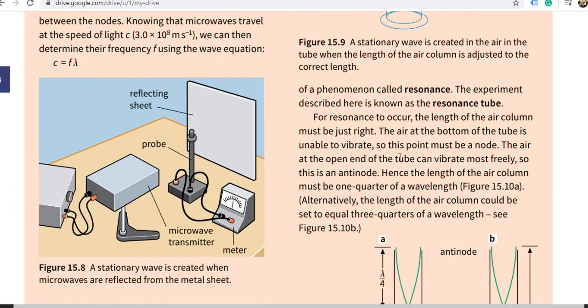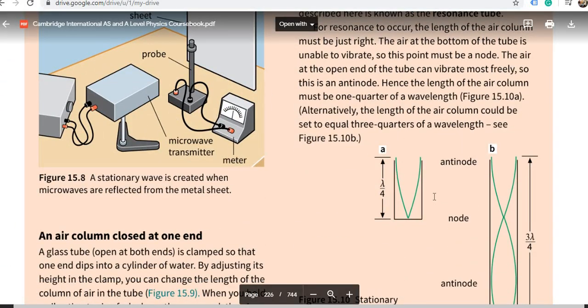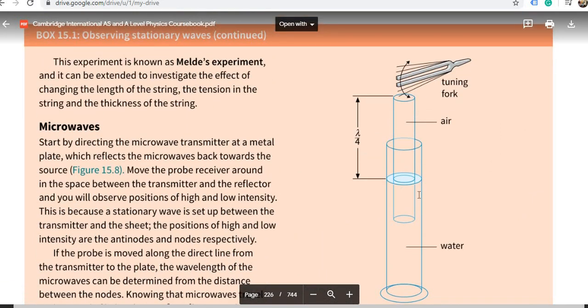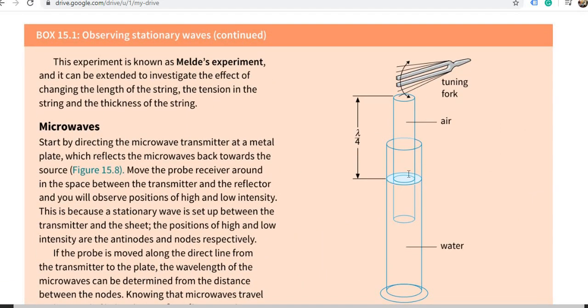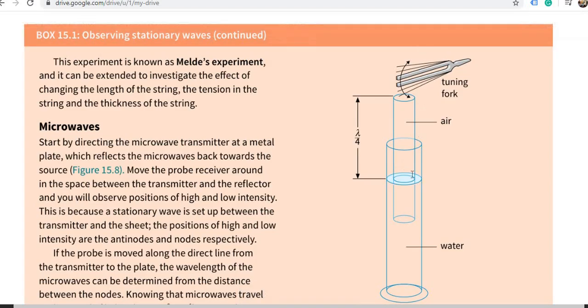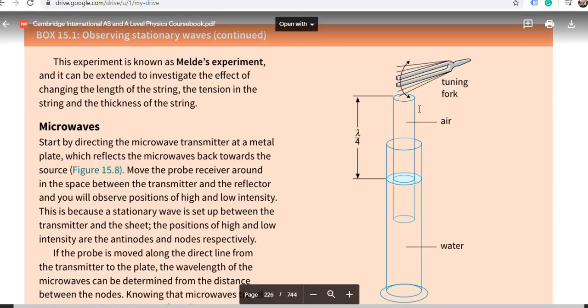Now this is what is happening. In this case, this is called a resonance tube, because you will hear a loud sound when resonance occurs, which is when you have a node at the closed end and an antinode at the open end. Remember, when resonance occurs, at the open end there will always be an antinode. You can't have a node at the open end. At the closed end you will always have a node. You can't have an antinode at the closed end when resonance occurs, when you hear the loud sound.